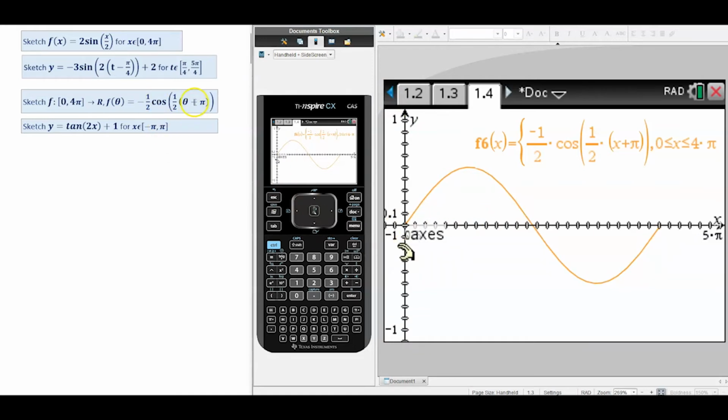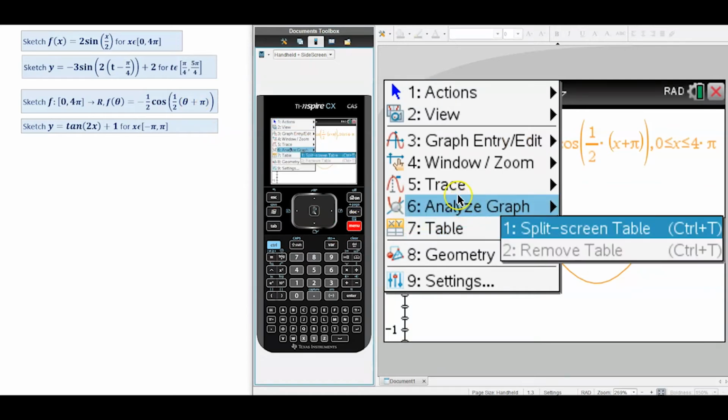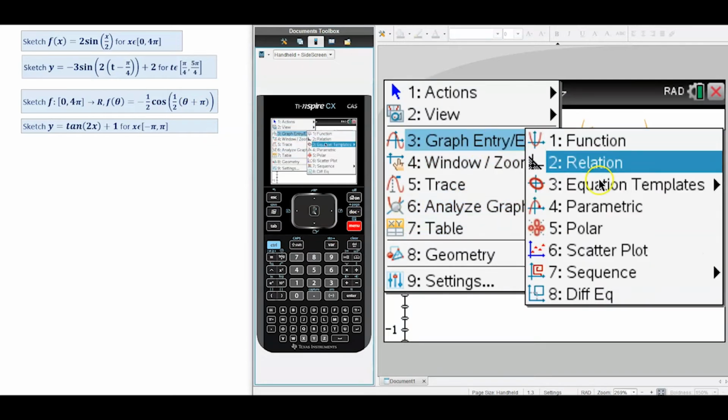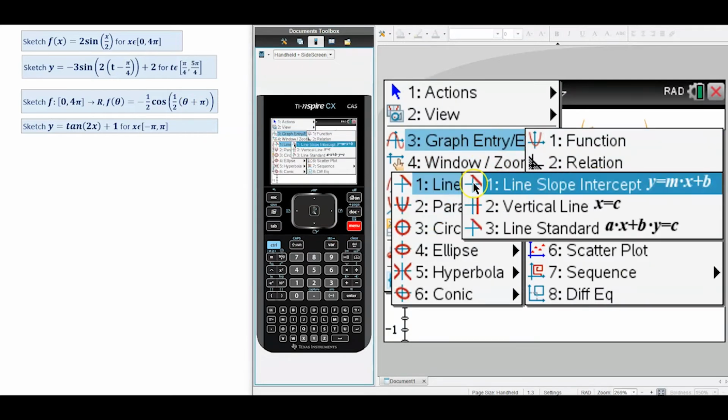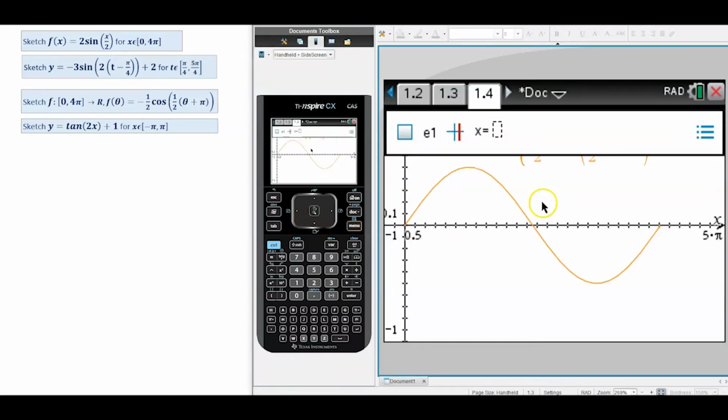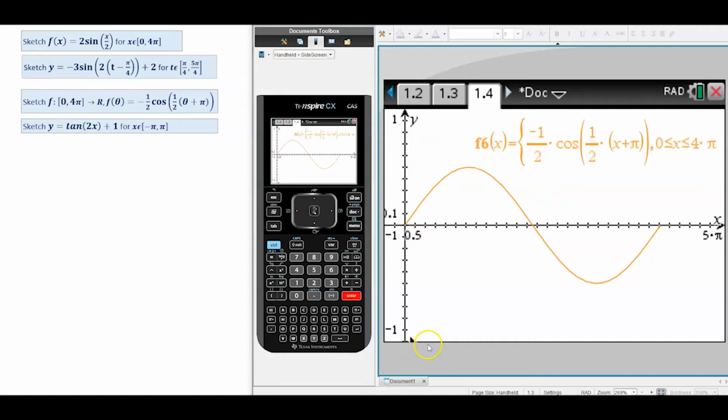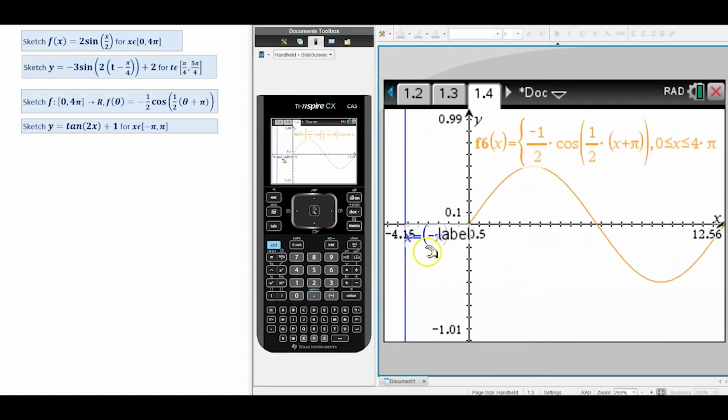The reason for that is this horizontal translation. So if I do menu, graph entry, equation templates, I want a line, and actually I don't need to do this. Oh yes, I do, and x equals -pi. Remember that plus pi is actually moving left a little bit, and it would be as if we moved our cos graph left pi and then went from there, and being a negative, it started at the bottom.